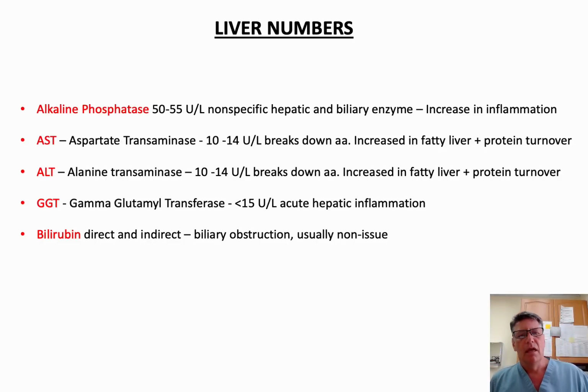The AST and ALT come from the breakdown of amino acids, are increased in fatty liver syndrome, or increased in carbohydrate addiction, but also reflect protein turnover in someone that's insulin suppressed. So sometimes we see a rise in AST and ALT without a commensurate rise in ALK phos in our veteran carnivore group. Bilirubin I only look at for biliary obstruction.